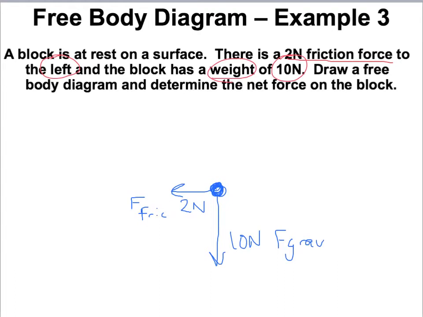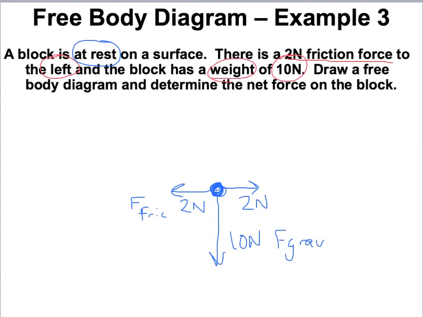Now, if there's a friction force, that means that something has to be pulling. But this says that it's at rest. So, what this means is that there's going to be another force of 2 newtons on the other side. But we can't say whether that's a tension force or whether that's an applied force or what. So we'll just leave it as an arrow with 2 newtons.